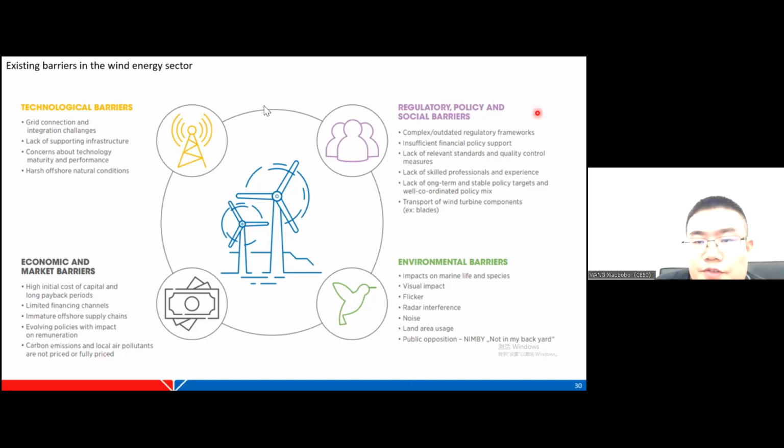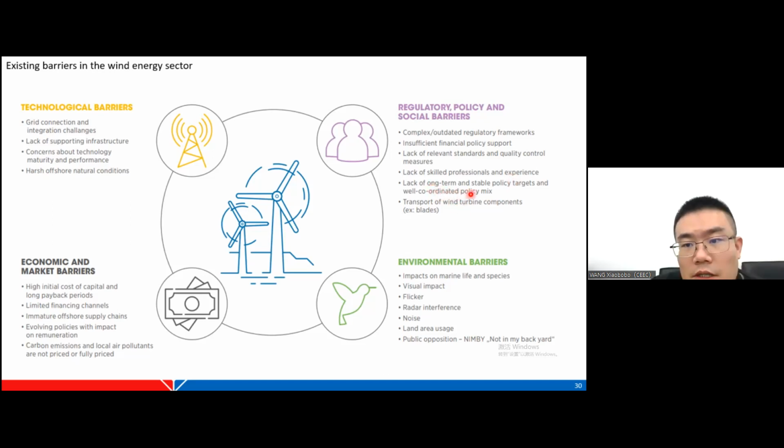And the regulatory and policy social barrier. Complex, outdated regulatory framework. That exists in a lot of countries. Even in Europe, sometimes the regulations cannot very rapidly support the planned construction. Insufficient financial policy support, for example, the tax reduction. Lack of relevant standards and quality control measures. The IEC, IEEE, and ISO have published quite a lot of onshore regulation, but for the offshore, this is for real. Lack of skilled professional experience, especially for the offshore. It's a marine technology. It's a marine project. So in quite a lot of countries, skilled marine technology people are missing.